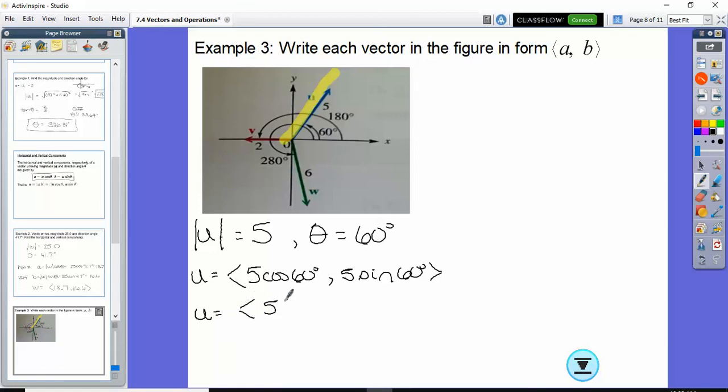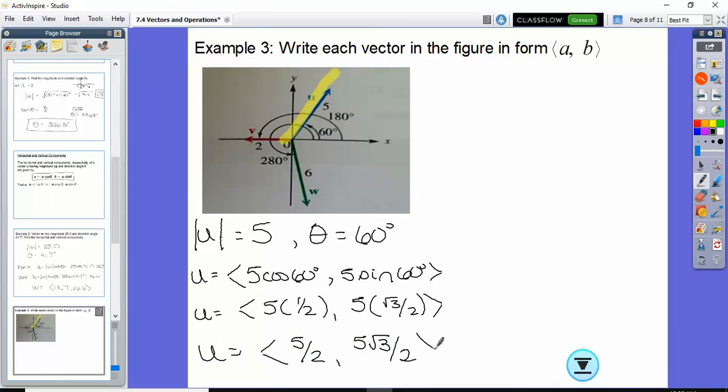What's the cosine of 60? And what's the sine of 60? So vector U is 5 halves, 5 radical 3 over 2. So all you need to write the vector is the length and the angle.